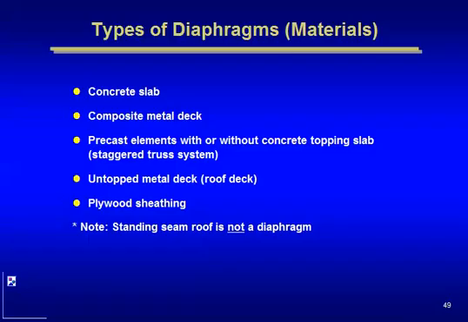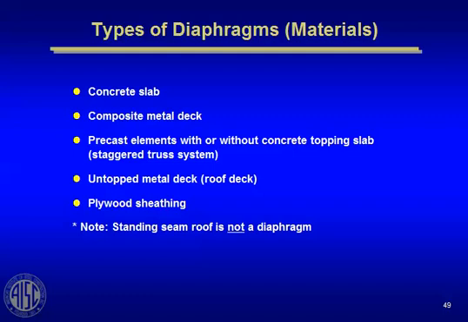What are the types of diaphragms? Well, we got concrete slabs, composite metal deck slabs, or composite metal deck by itself, as we talked about. Precast elements with or without concrete topping slab. I think many of you have heard of the staggered truss system that AISC promotes as a viable structural system for condominiums and hotels. That's a good example of a system where diaphragms are playing a major role in the satisfactory performance of that system.